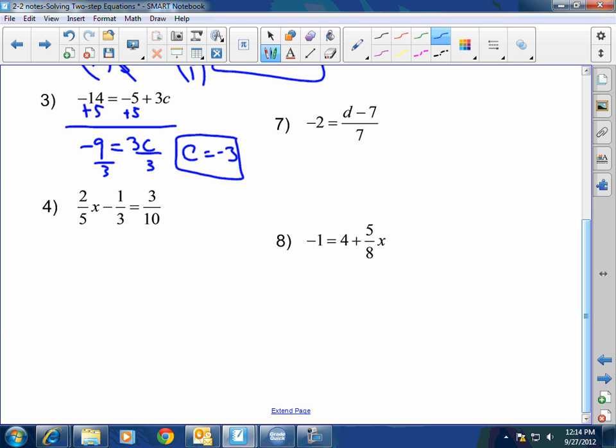It says negative 5 plus 3c. What's being added to the 3c? A negative 5. How do I get rid of that negative 5? By adding 5. Thank you. Great question, son. Good man.